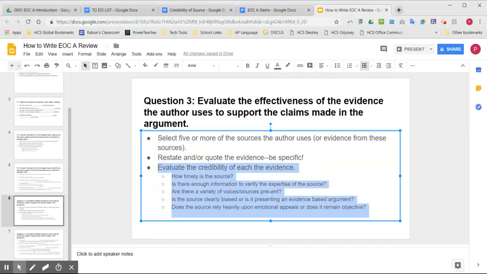You can look at it in different ways. You could talk about how timely the source is. Is the source 5 to 10 years away from the article? Is it older than the article itself? Maybe not a relevant source.